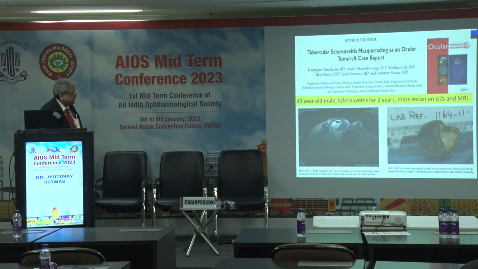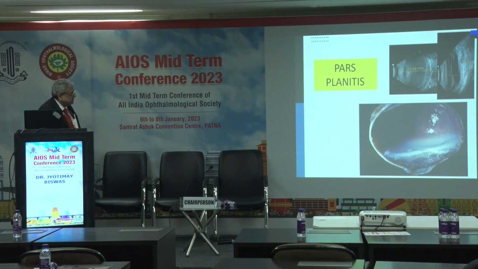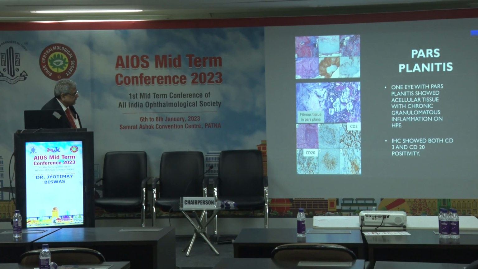The eye was removed thinking that it is a tumor, when histopathology showed chronic inflammation, and there was PCR positivity for Mycobacterium tuberculosis. This is a very interesting case. We don't get this type of cases. Pars planitis, and you can see the pars plana membrane over there, and we did the immunohistochemistry and histopathologic study. We could see the glial tissue proliferation, which was GFAP positive, and immunohistochemistry showed both T cell and B cell marker positivity, indicating a combined immune reaction.